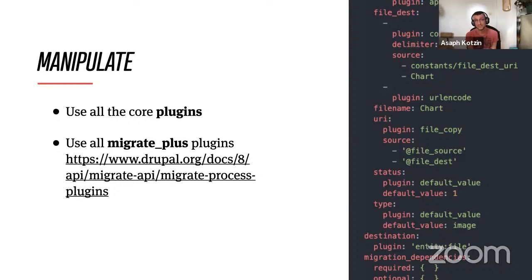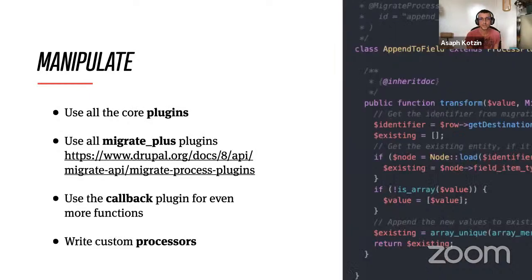The first step is all of the core plugins that come with the Migrate API, and there are many. The link in this slide will take you to a page that will show you all of the core plugins and all of the Migrate Plus plugins for processing data as part of the YAML scripts. And the next, please. But even that sometimes is not enough. We still find ourselves with data that just doesn't fit the way we want it in the system.